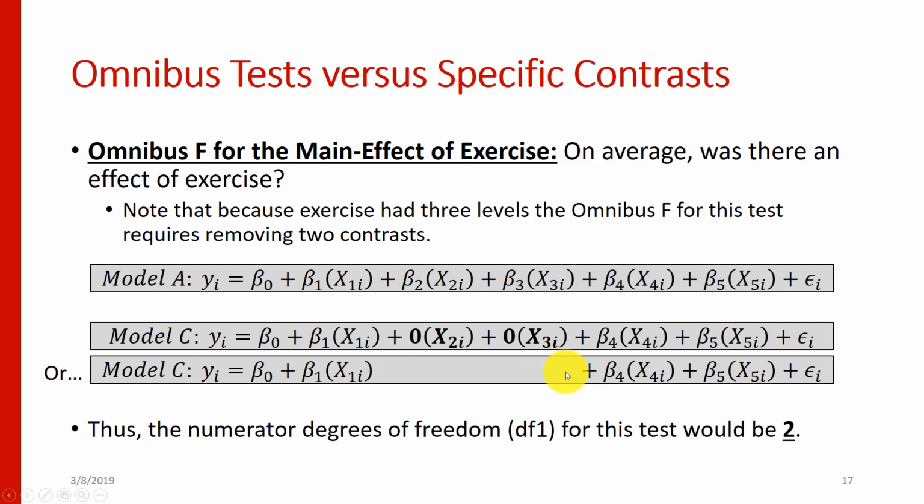In either case, we're not allowing exercise to have any influence on our model's predictions, and we would calculate the sum of squared errors for this model compared to the sum of squared errors for this model. We do a model comparison, and we'd get an F statistic. And in this case, the numerator degrees of freedom for this test would be 2, because the main effect of exercise has 2 additional parameters beyond the model C that we used to test it.